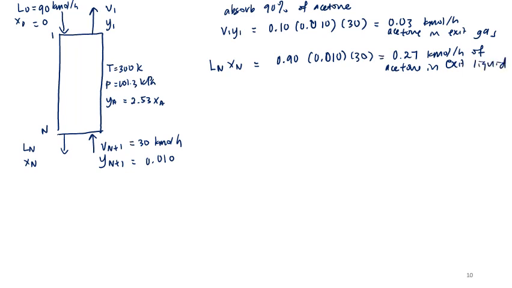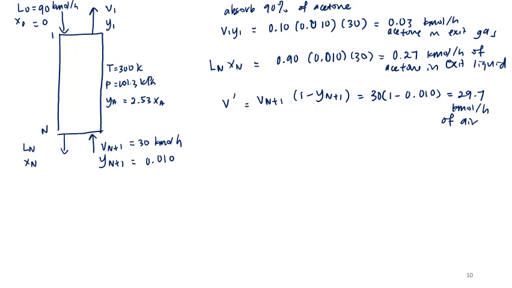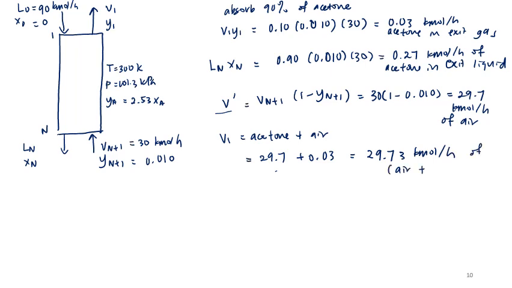And so what is V prime? V prime would be in this case Vn plus 1 times 1 minus Yn plus 1, equals 30 times 1 minus 0.010, equals 29.7 kilomole per hour of air, just air without the acetone in it. From V prime, you can calculate V1, because V1 is air plus acetone. So V1 would be 29.7 kilomole of air plus 0.03 kilomole per hour of acetone, so this would be 29.73 kilomole per hour of air plus acetone.